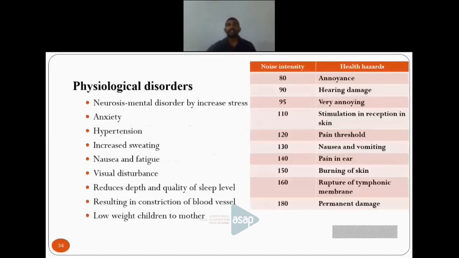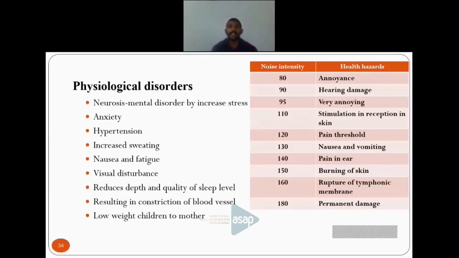So next is the psychological disorders. First is neurosis, a mental disorder caused by increased stress. If the sleep is not good and there is continuous exposure to noise, all these things cause neurosis, which is a mental disorder. Another one is anxiety. Anxiety also increases if we are exposed to noise for a long time. And hypertension: while we are exposed to higher noise, the blood pressure will surely increase.